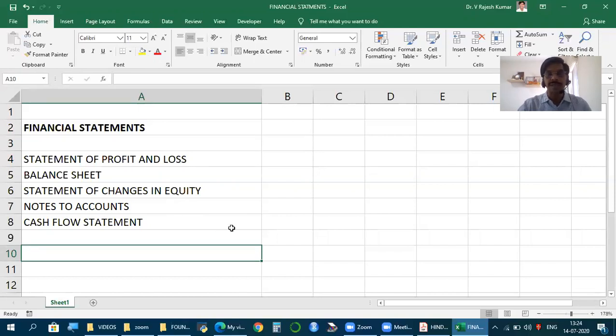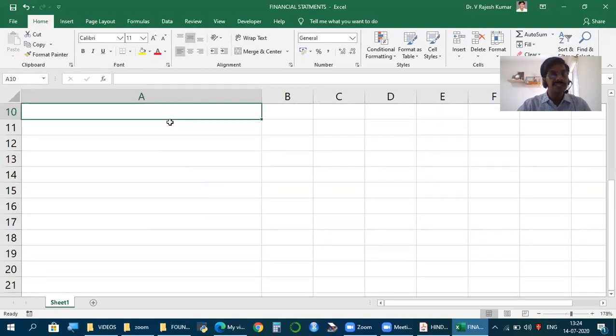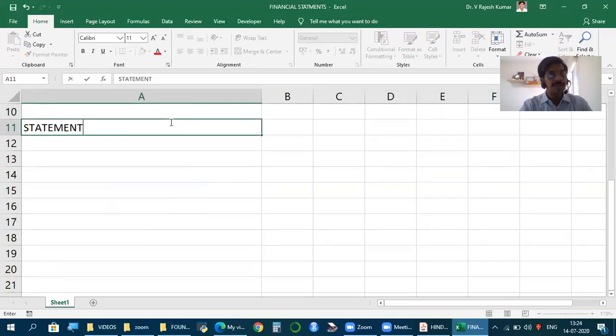Let's very quickly see how we should have these for analysis. Remember, that is our purpose. We are not learning how to prepare this, but how we should have it for analysis. I'll begin with the first statement, statement of profit and loss. We also call this as income statement.